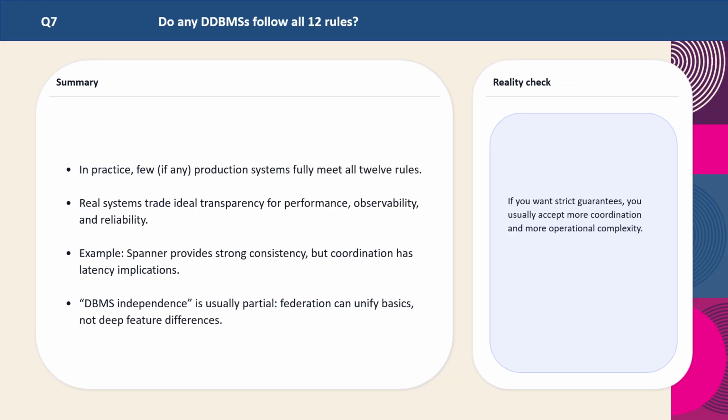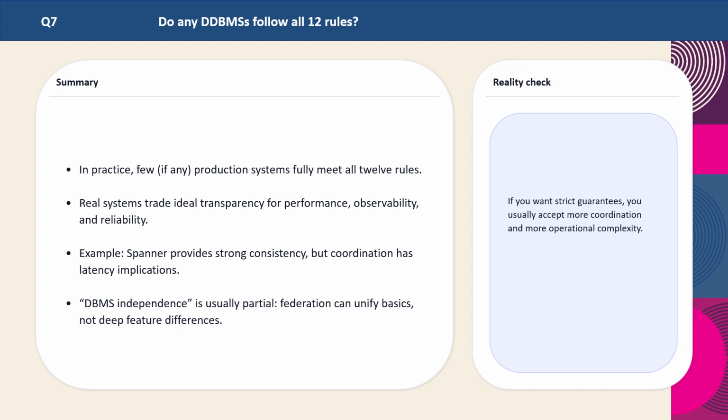Question 7 is whether any real systems follow all rules. In practice, few, if any, production systems fully meet all 12 rules because companies trade ideal transparency for performance, reliability, and the ability to observe what's happening. Spanner is a good example. It provides strong consistency, but it uses coordination mechanisms that introduce latency. Developers still need to understand those trade-offs.